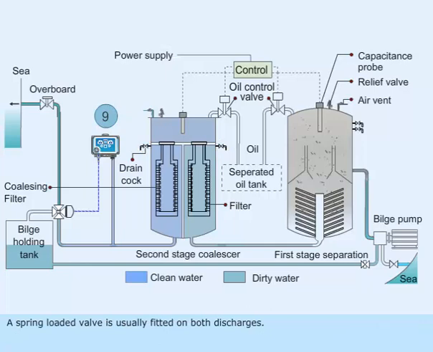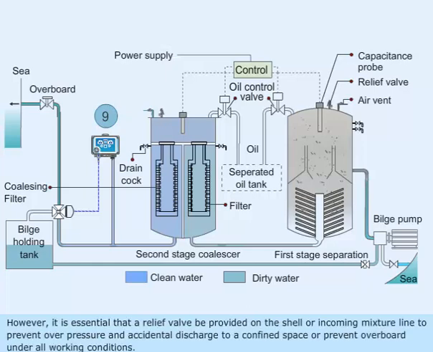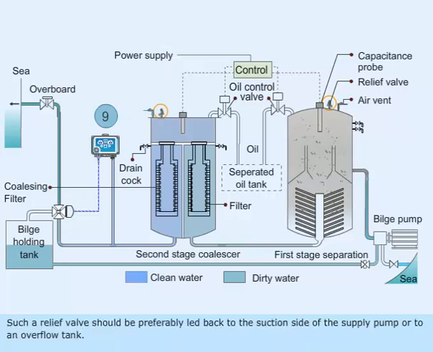A spring-loaded valve is usually fitted on both discharges. However, it is essential that a relief valve be provided on the shell or incoming mixture line to prevent overpressure and accidental discharge to a confined space or overboard under all working conditions. Such a relief valve should preferably be led back to the suction side of the supply pump or to an overflow tank.